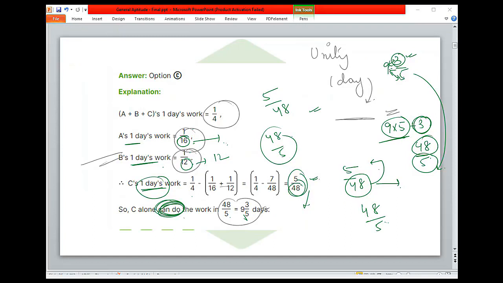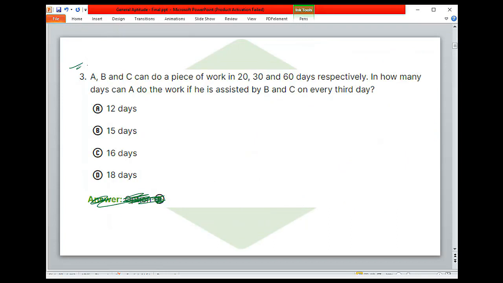So Subhiksha, doubt clear? Others clear? Right? Now try to solve out this particular question. A, B, C can do a piece of work in 20, 30, and 60 days. How many days can A do the work if he is assisted by B and C on every third day? This is again a new concept, new type of question. Give it a try.